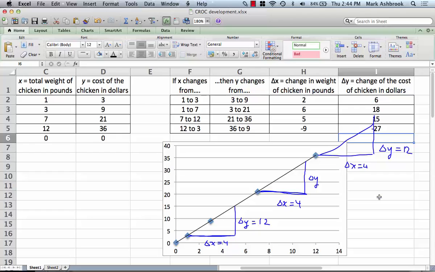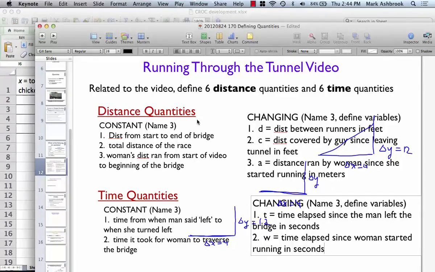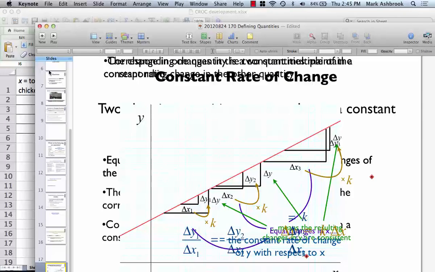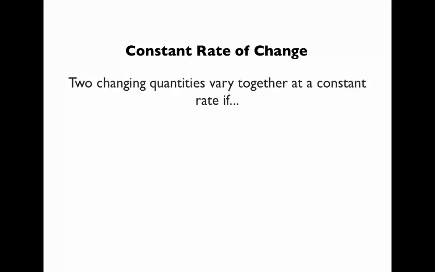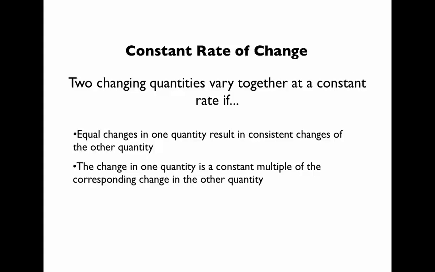So I have a summary of all this. So we'll summarize in a second here. So consistent changes in the one quantity always give a consistent change in the other. So this is our summary of constant rate of change. Here we go. This is the last question on your quiz next week too. Two quantities vary together at a constant rate if equal changes in one result in consistent changes of the other. Every time we add 4 pounds of chicken on the scale, we pay how many more dollars? 12. Doesn't matter where we add the 4, we always pay $12 more. Okay? The change in one quantity is a constant multiple of the change in the other.